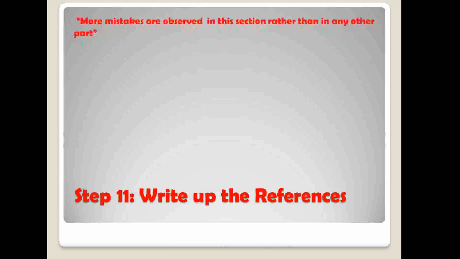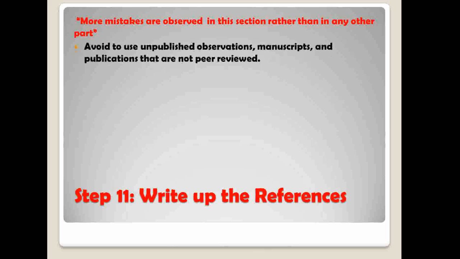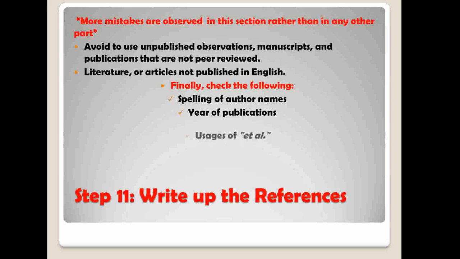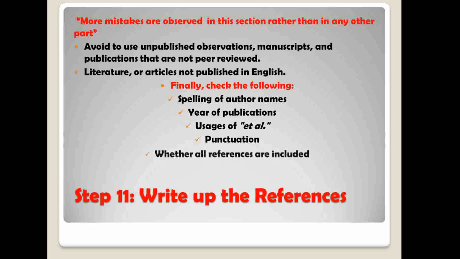For example, here you can include technical help and assistance with writing, proofreading, and editing. Then write up the references. Most of the mistakes are observed in this section. Try to avoid the use of unpublished observations, manuscripts, and publications that are not peer reviewed, or literature articles that are not published in English. And also, finally, check the spelling of author names, the publication years, and punctuation in those references. And lastly, that you have included all the references.